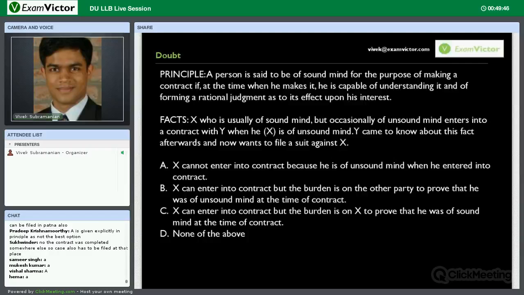X, who is usually of sound mind but occasionally of unsound mind, enters into a contract with Y when X is of unsound mind. So the contract is made when X is of unsound mind. Y came to know about this fact afterwards and now wants to file a suit against X.